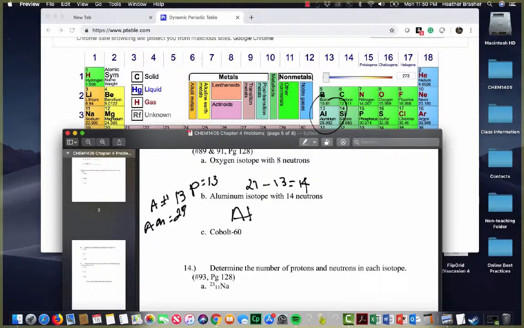And then at the top, you're going to write the atomic mass. So you have the number of protons, which is 13, plus the number of neutrons. So that gives you 27. And then you keep what the atomic number is, which is 13.